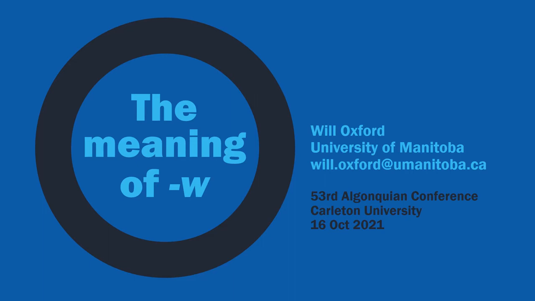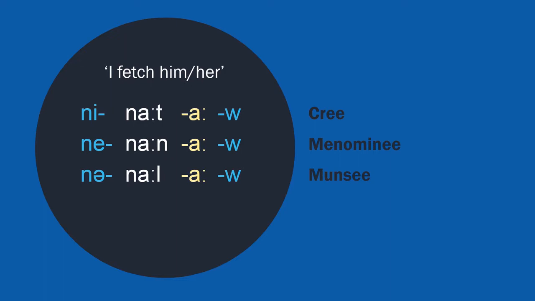This presentation is about an extremely small point in the inflection of Algonquian verb forms. These are the independent indicative forms that mean "I fetch him or her" in Cree, Menominee, and Munsee. The forms show the same pattern in the three languages. There's a verb stem, a first-person prefix, the direct theme sign, and a suffix W. The question for this presentation is what exactly this W signifies.